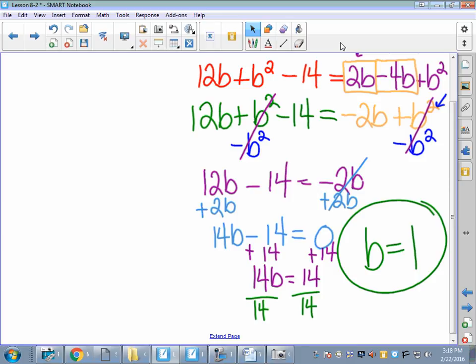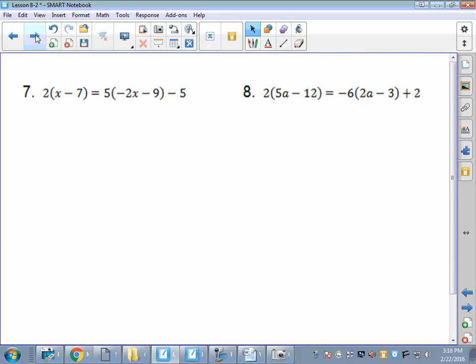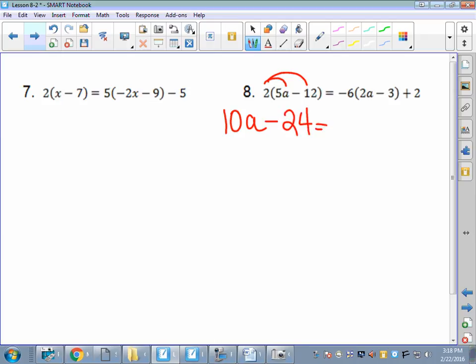So last one, let's do problem number 8. Problem number 8, how many distributive property problems do you see? I've got 2, so let's go ahead and distribute. 2 times 5a is 10a. 2 times that minus 12 is minus 24. Other side of the equation, negative 6 times 2a is negative 12a. Negative 6 times negative 3, watch your sign here, plus 18. And then don't forget to just bring that plus 2 down. Distributive property ends at the end of the parenthesis, but the 2 is still a part of the problem.